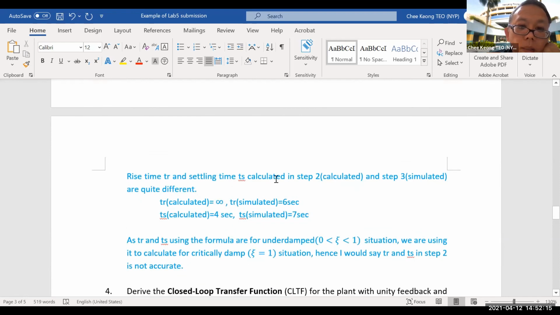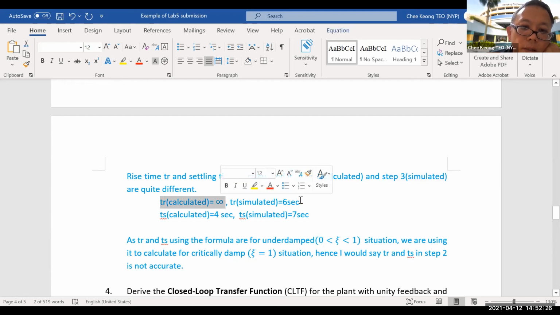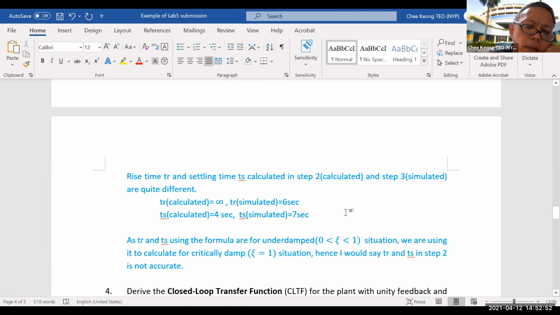But for the rise time and settling time, step 2 is the calculated one and step 3 is the simulated one. For the calculated, the rise time is actually infinity, but the actual simulated is only 6 seconds. So there is some deviation. Maybe it's because the formula is used for underdamped, but right now we are using it for the critically damped situation. So the formula is not really accurate. And the calculated settling time is about 4 seconds, whereas the simulated settling time is about 7 seconds. That's not as far off as the rise time calculation.